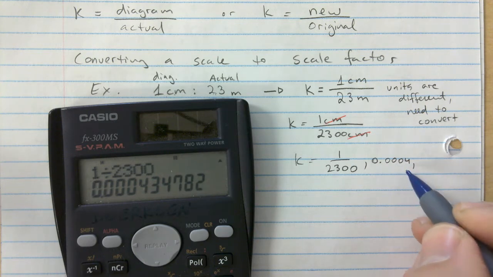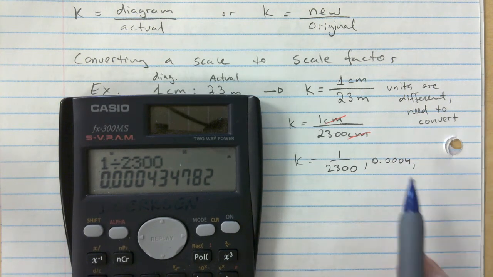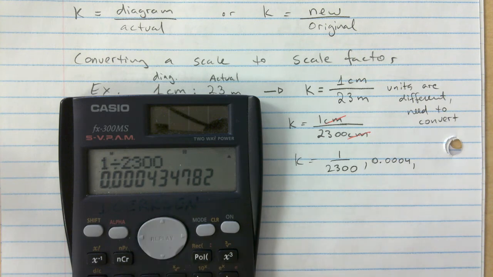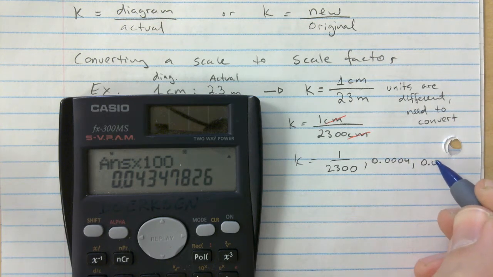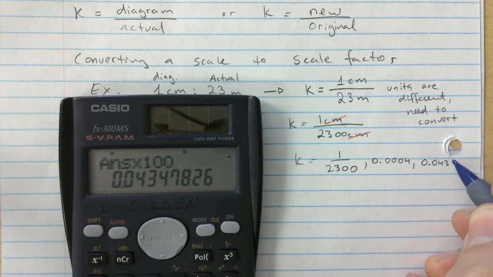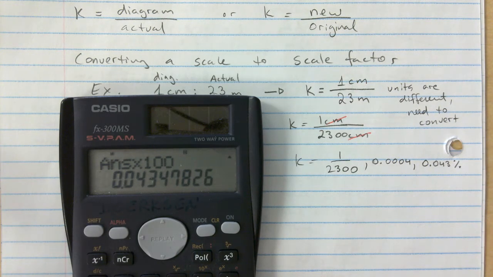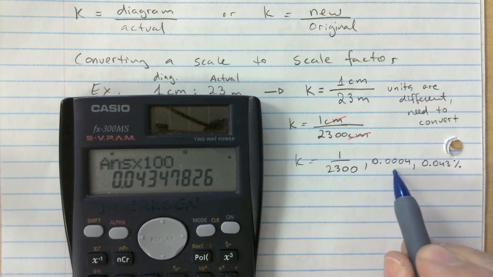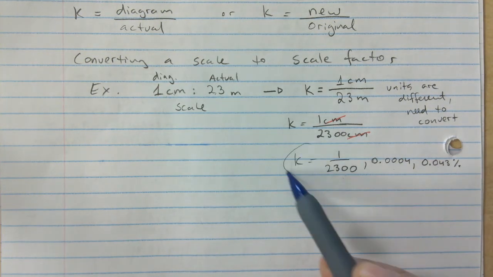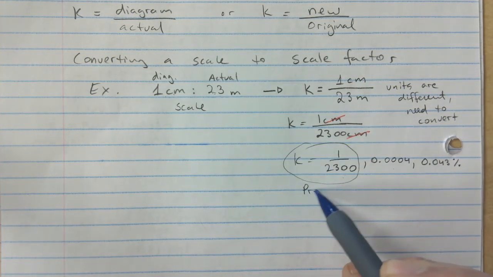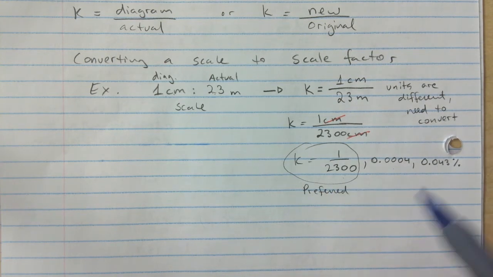If you want this as a percent, watch what I do. I don't take this one. I take what's still on my calculator. You just multiply it by 100, which will really just bump the decimal up 2 spaces, and then it's 0.043%. I'm using 3 decimals there. So every single one of these is technically correct, right? But I prefer this. Preferred is the fraction.